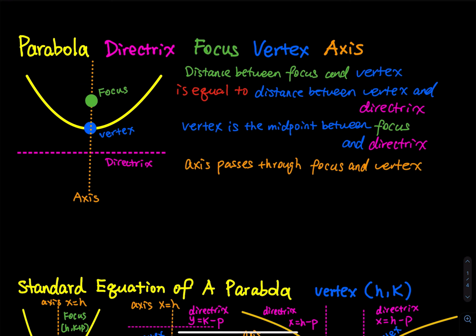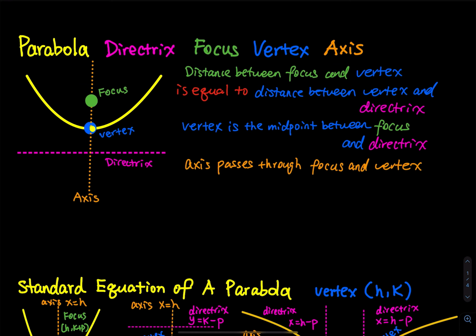Okay, so here is the description. The distance between the focus and the vertex is equal to the distance between the vertex and the directrix. So follow my cursor right over here. This distance is equal to this distance. Another way to say this is the vertex is the midpoint between the focus and the directrix.